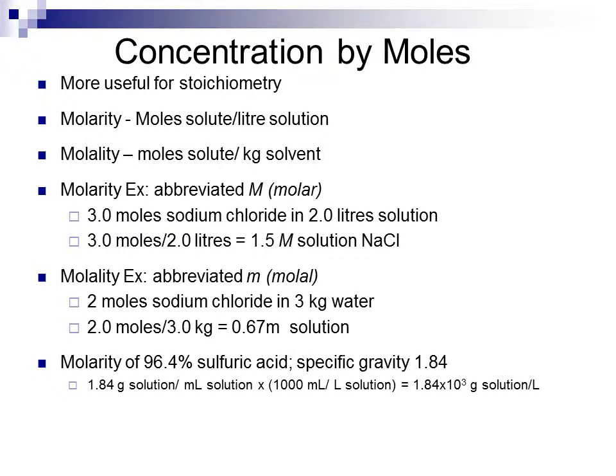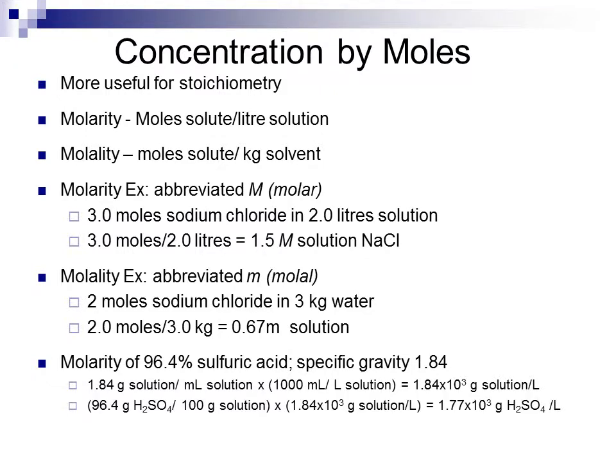Next, I can figure out how much of that solution is sulfuric acid, and I know that in 96.4%, for every 100 grams of solution, I have 96.4 grams of sulfuric acid. So if I take 96.4 grams of sulfuric acid per 100 grams of solution and multiply it by 1.84 times 10 to the 3rd grams of solution per liter, I wind up with 1.77 times 10 to the 3rd grams of H2SO4 per liter. Now the obvious next step is to take grams of sulfuric acid and convert it to moles, which will give me a molar solution.